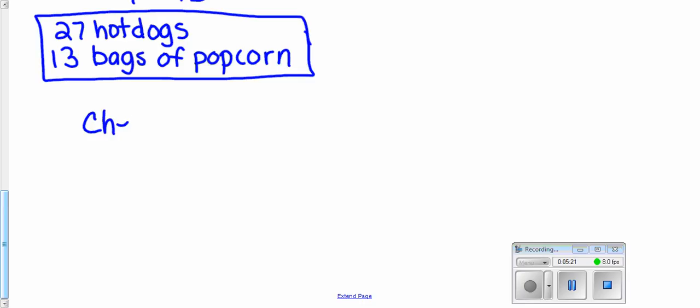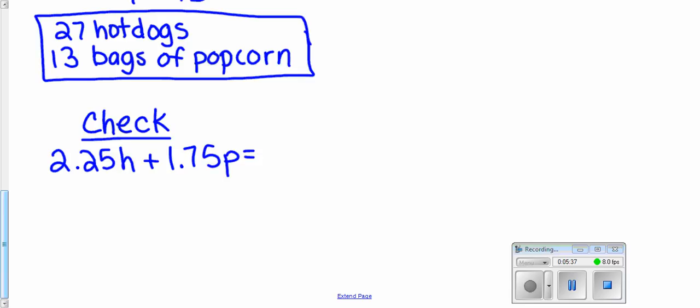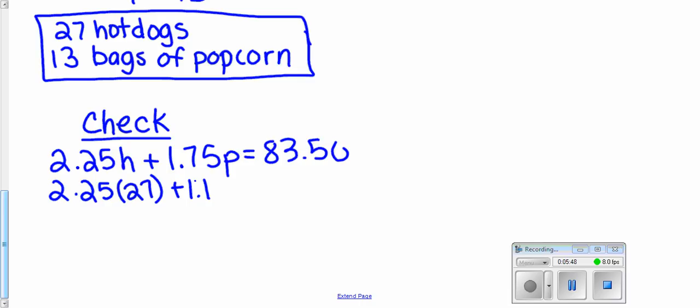So we're going to do the check step. All right? The check step, I'm going to substitute these numbers into both of the original equations. So my first equation that I get is this, and I'm going to replace the h with 27, and I'm going to replace the p with 13, and I'm going to see if that equals $83.50.